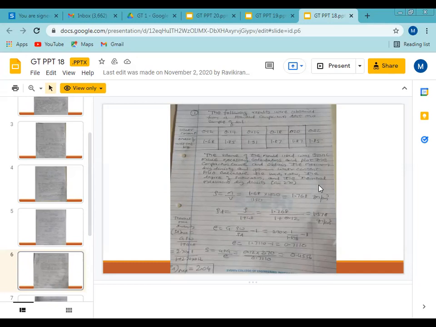Okay. So now coming to this problem. The following results were obtained from a standard compaction test. So this is the water content. This is the mass of soil. See, sometimes instead of mass, he will directly give you bulk density, or directly give you dry density. If he directly gives dry density, then directly draw the graph. But in this case, he has given you mass. So first you find density, then you find dry density.